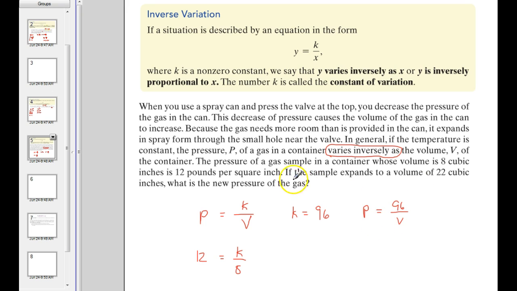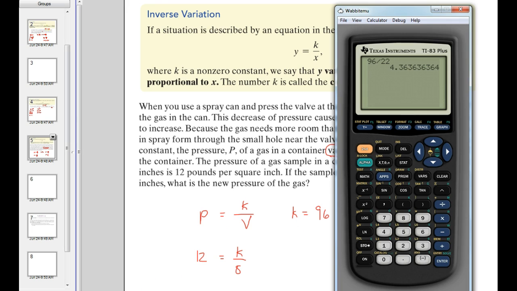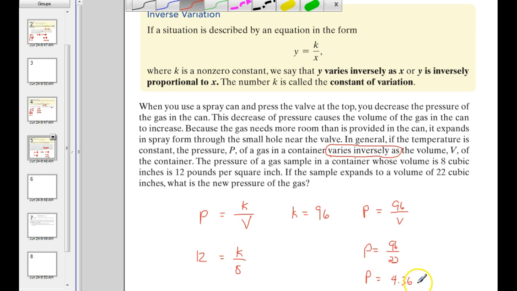Alright, and now I use that to answer the other question. If the sample expands to a volume of 22, what's the new pressure? P equals now 96 divided by 22. I get roughly 4.36 pounds per square inch. So there's an inverse variation problem. Same concept, except the setup has division involved, and because of the division we end up solving it a little bit differently. But it's the same concept.